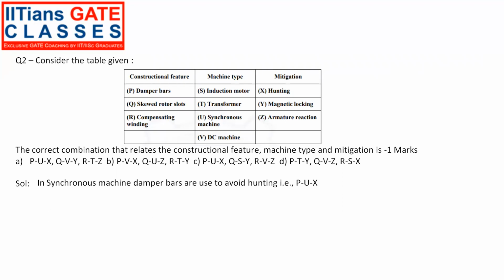Next, in an induction machine, skewed rotor slots are used to avoid magnetic locking, because an induction machine is not a synchronous machine, right? The rotor speed is always less than the synchronous speed. So to avoid magnetic locking in an induction motor, skewed rotor slots are used. So Q, S and Y is the next combination. And the last one: in a DC machine, we generally use the compensating winding to reduce the armature reaction. So another combination is R, V, and Z.